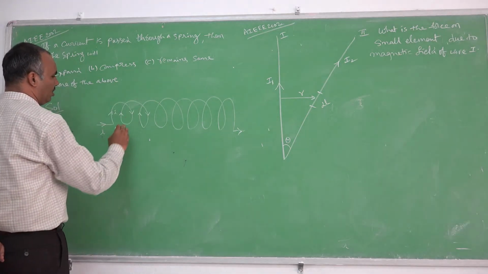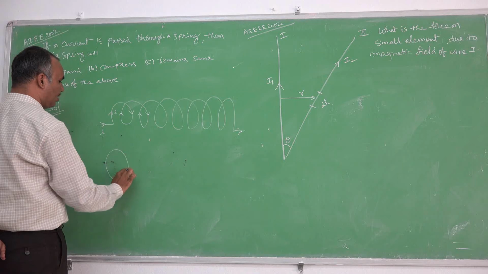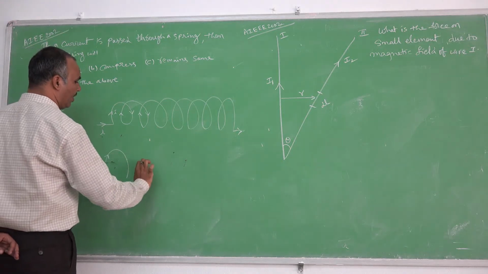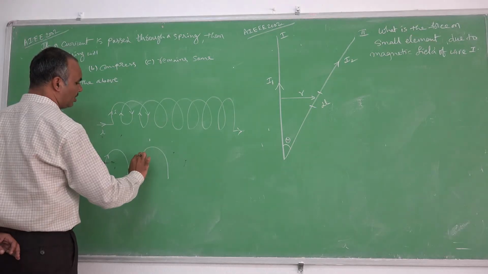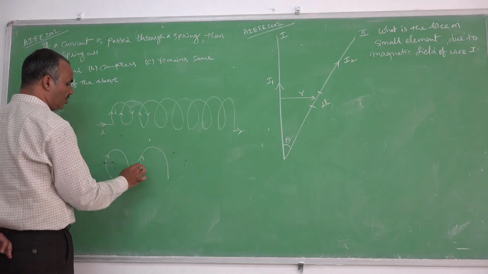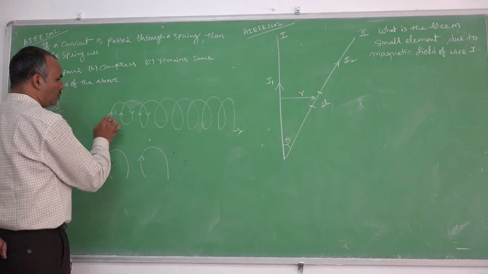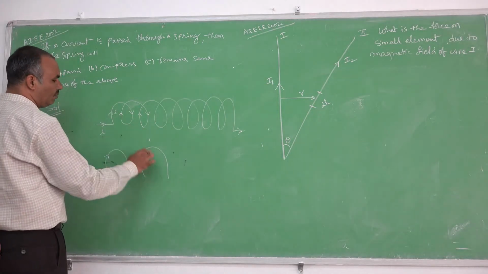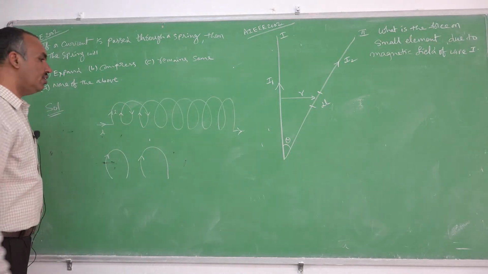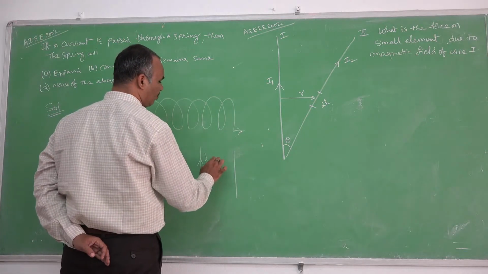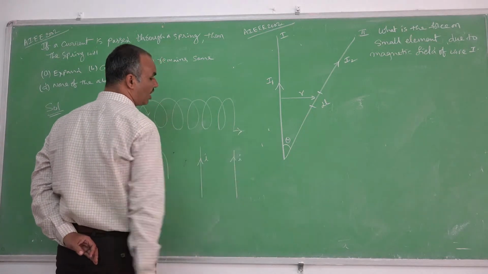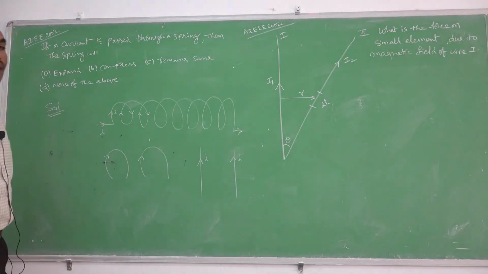the first ring is carrying current in this direction. The second ring or second turn is also carrying current like this. That means if you observe these two loops, they are having currents in parallel direction. You know that whenever two conductors are carrying current in the same direction, they will attract each other.